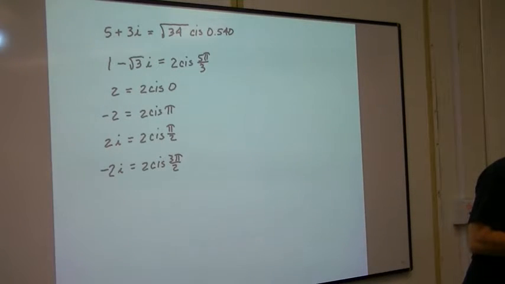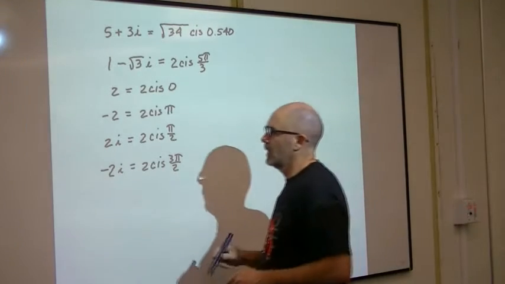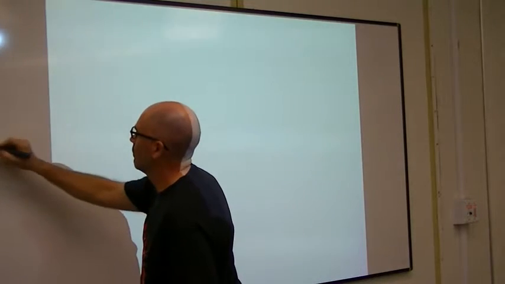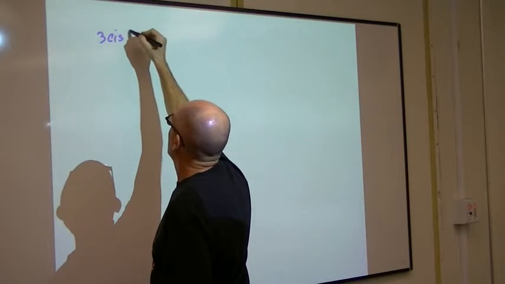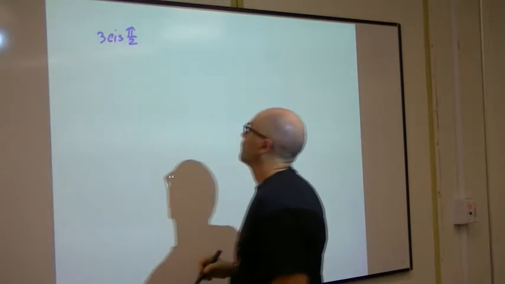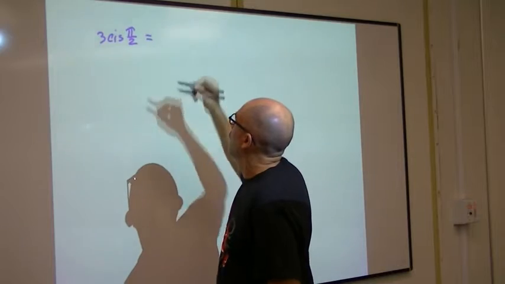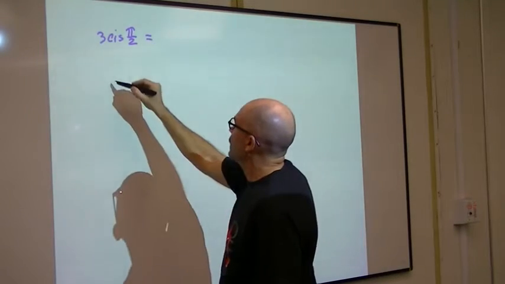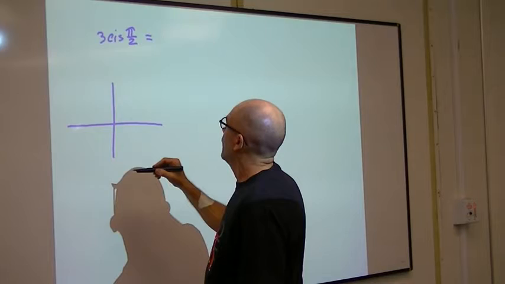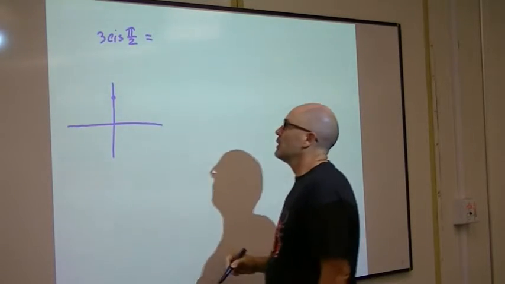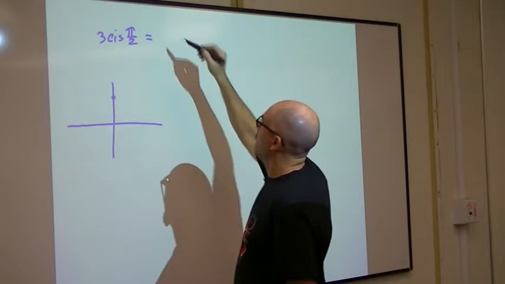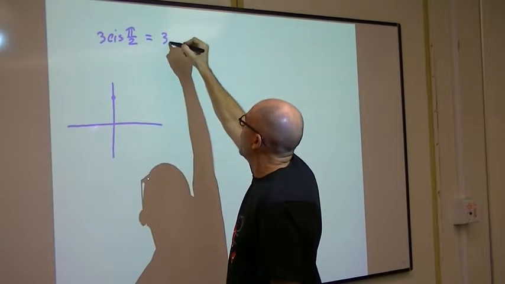All right, now the other way is if you're given a number in polar form, you need to change it back to rectangular form. So let's do 3 cis pi over 2. Well, what is that looking like? It's looking like 3 straight up. So once again, I don't need a triangle here. All I do is say, that's 3i.